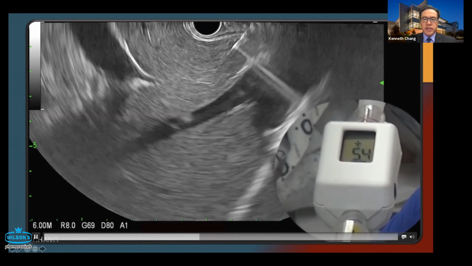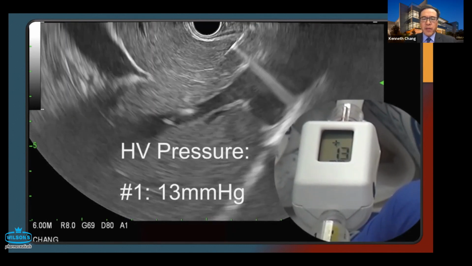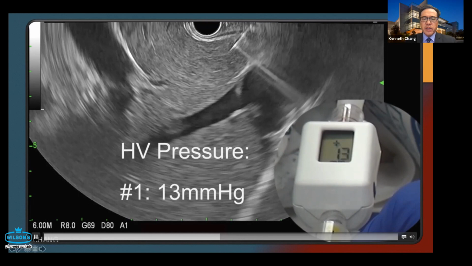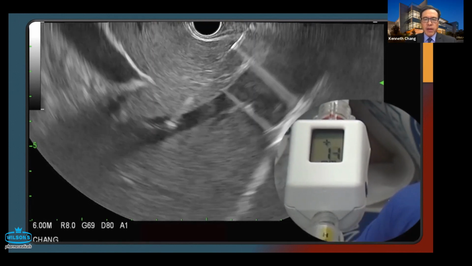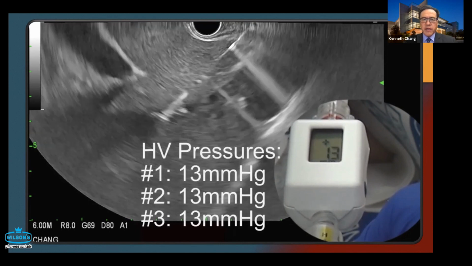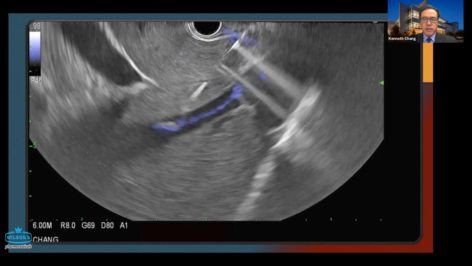Once in the vessel, we push a few drops of saline to clear the tip, and we measure the pressure here. The measured pressure is 13 millimeters of mercury, and we do 3 consecutive pressures. Here we see we're very precise: 13, 13, and 13.